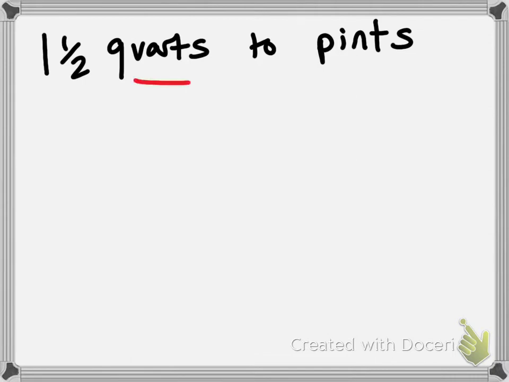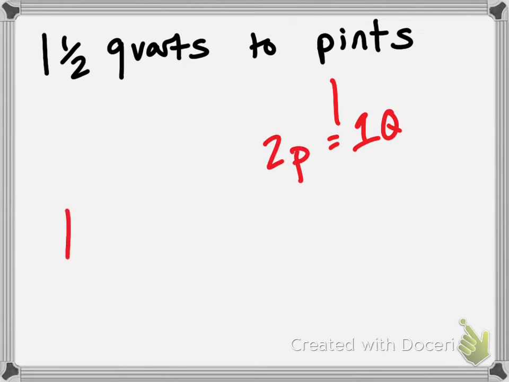So remember, quarts are bigger than pints. Who can tell me how many pints are in 1 quart? So 1 quart is equal to how many pints? Dolan, how many? 2 pints. 2 pints are equal to 1 quart. So again, I multiply. I'm multiplying 1 1/2 times 2.